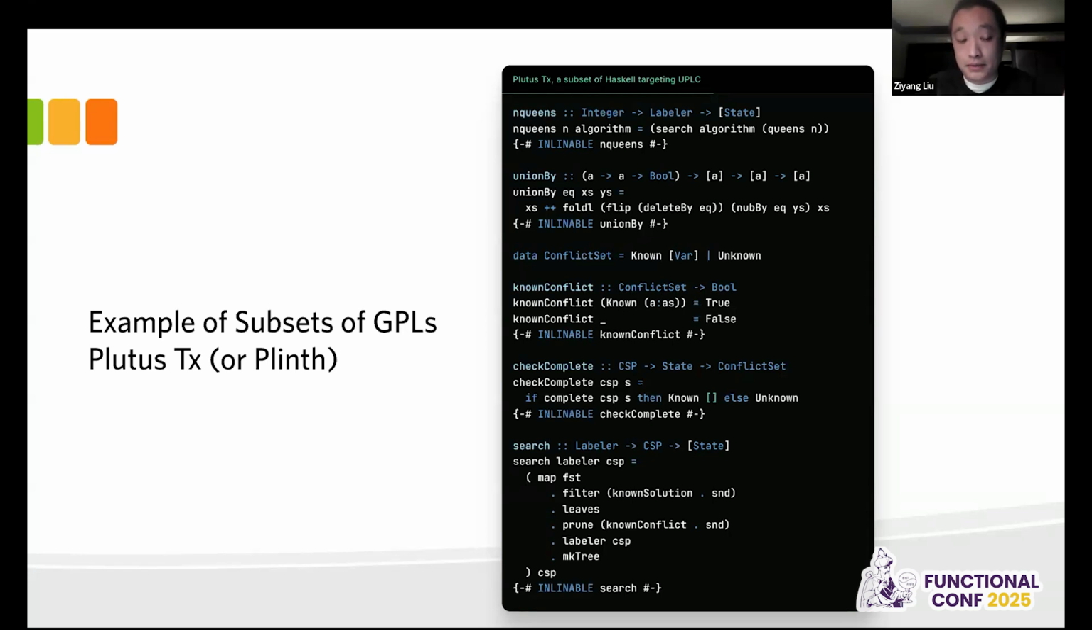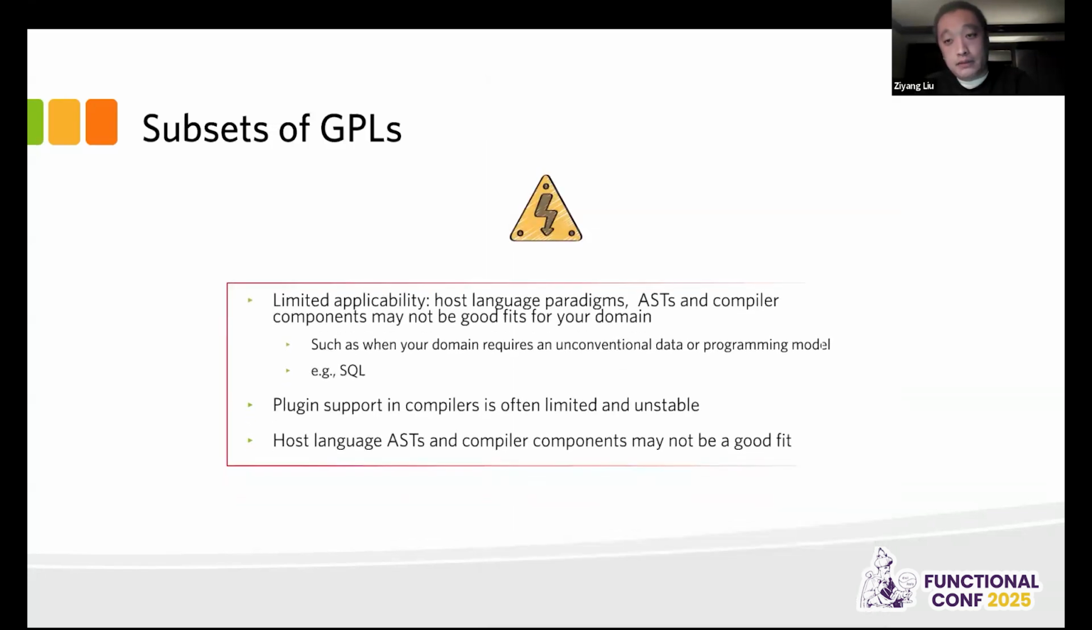So this is the example of compiler plugin Plutus Tx. That's pretty much what I have. But before I wrap up, I do need to tell you about the drawbacks of this subset of general purpose language approach, because it is definitely not perfect. The main drawback, which is kind of a big one, is limited applicability. So this approach has more limited applicability. I think it's fair to say that it has much more limited applicability compared to standalone DSLs and EDSLs.